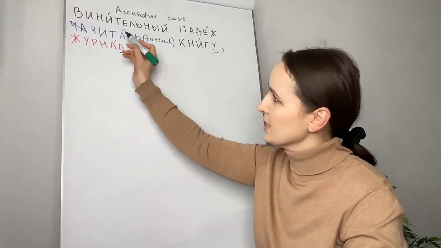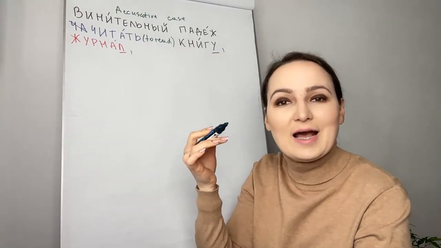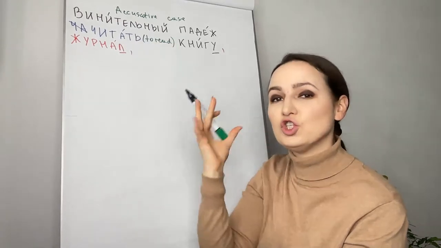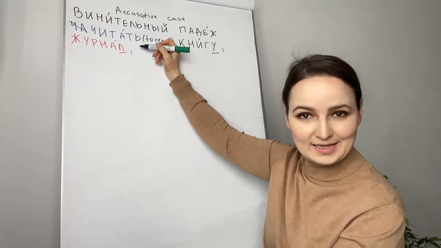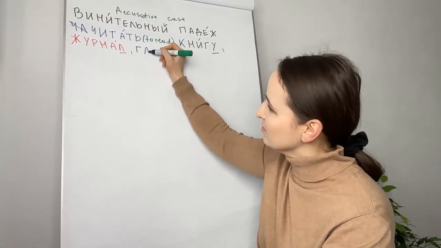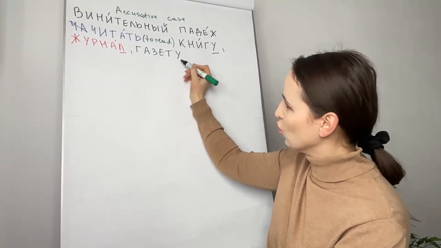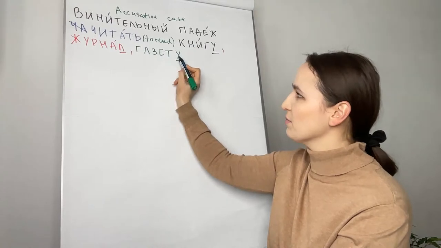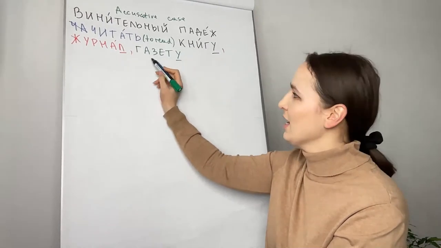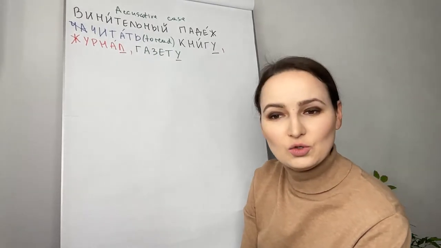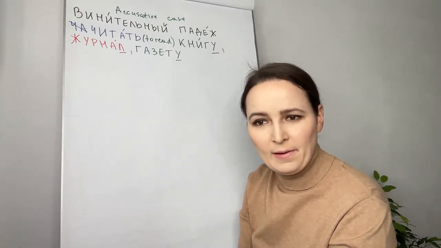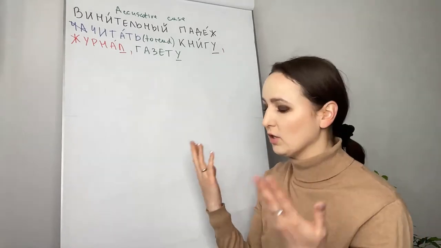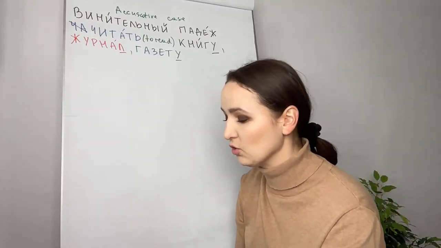What else? Читать a newspaper, газета, nominative, but because it is near the verb читать, we have to change it to accusative. So, газета will become газету. The ending is U, because газета is feminine, it ends in A. And you have to replace A with U to make the noun accusative. Читать газету, to read a newspaper. Я читаю газету. Он читает газету. He reads a newspaper.